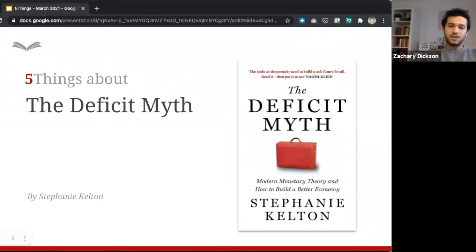So the book I'm going to be talking about today is The Deficit Myth. It's written by Stephanie Kelton, who's an economist. She's worked in academia and in Washington. I think she was Bernie Sanders' economic advisor for a good bit, and I think she was around for the Obama administration as well. But her book has gotten quite a bit of acclaim in the last year or so, and is based on MMT, so modern monetary theory. It's kind of this new way of thinking about how we manage the macro economy.